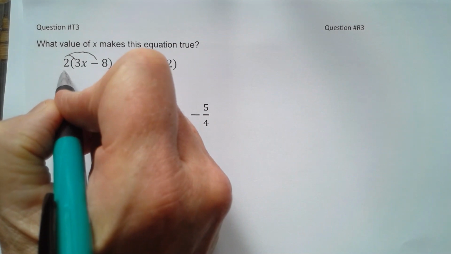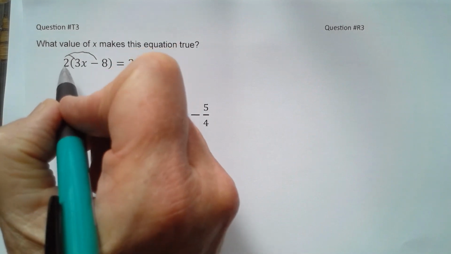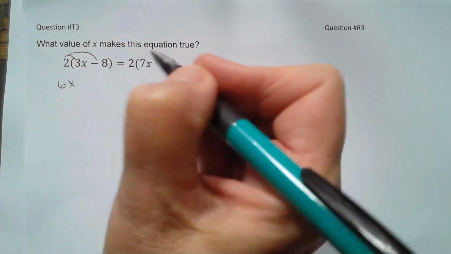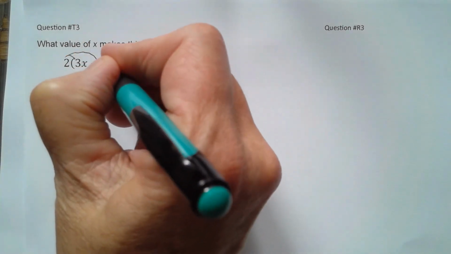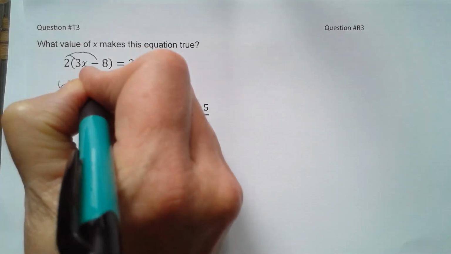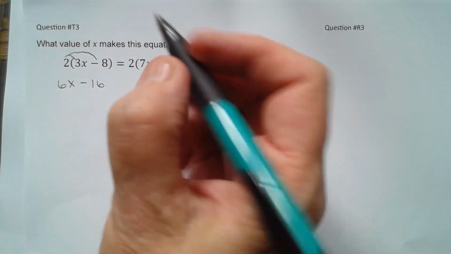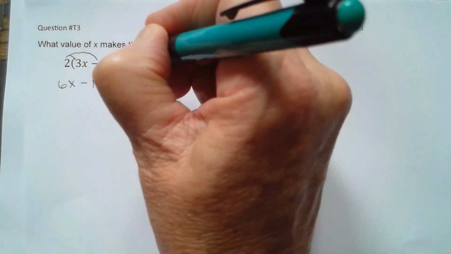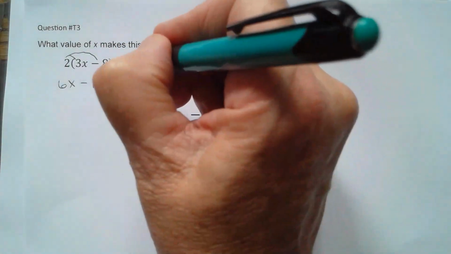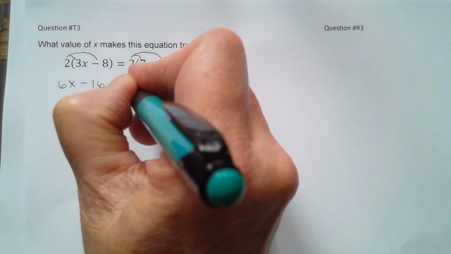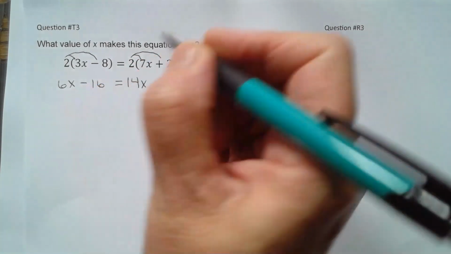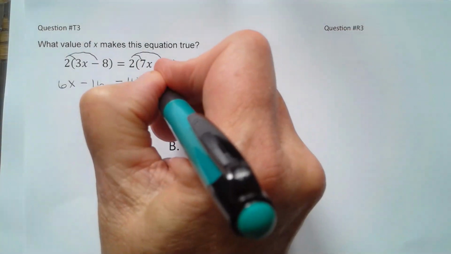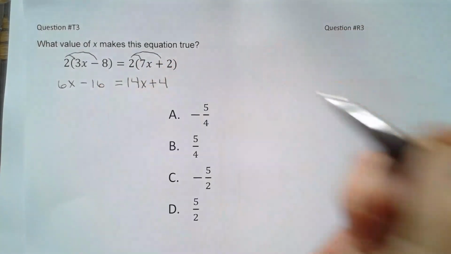So when we're distributing, we're multiplying. So 2 times 3x is 6x, and 2 times -8 is -16. We're going to bring down our equal sign. We're going to distribute on the right-hand side of the equation. 2 times 7x is 14x. And let's not forget to distribute the 2 times the 2. They're both positive, so that's going to give me a positive 4.